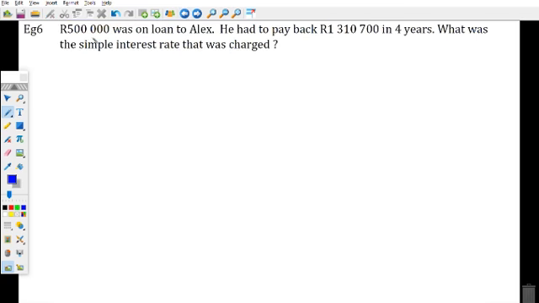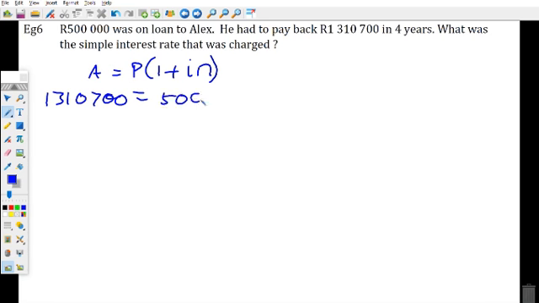Right. 500,000 was on loan to Alex. He had to pay back that in 4 years. What was the simple interest rate he was charged? Again, A is equal to P times 1 plus i n. So 1,310,700 is equal to 500,000 there, multiplied by 1 plus i4. Right, so we're going to say, keep it in the calculator.